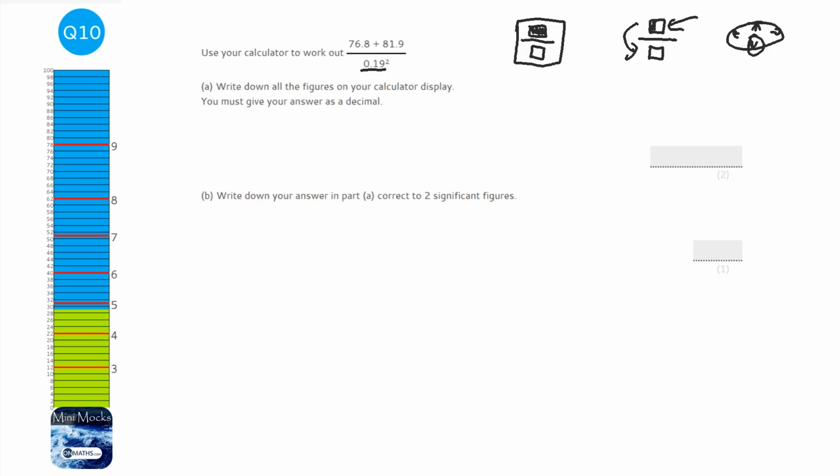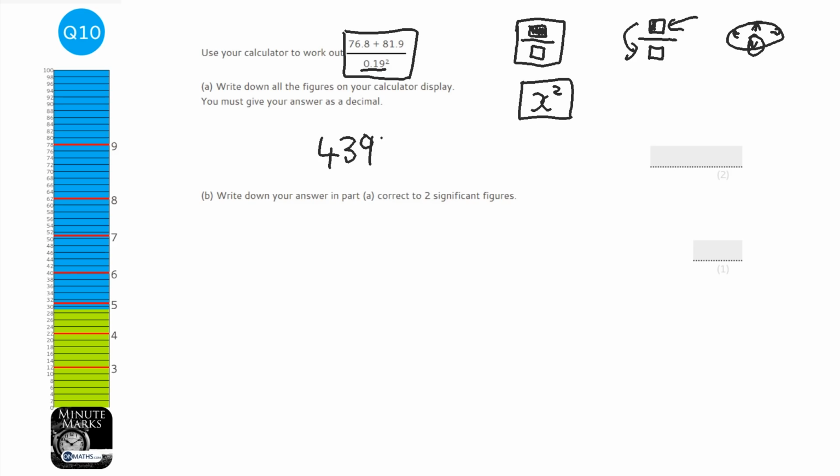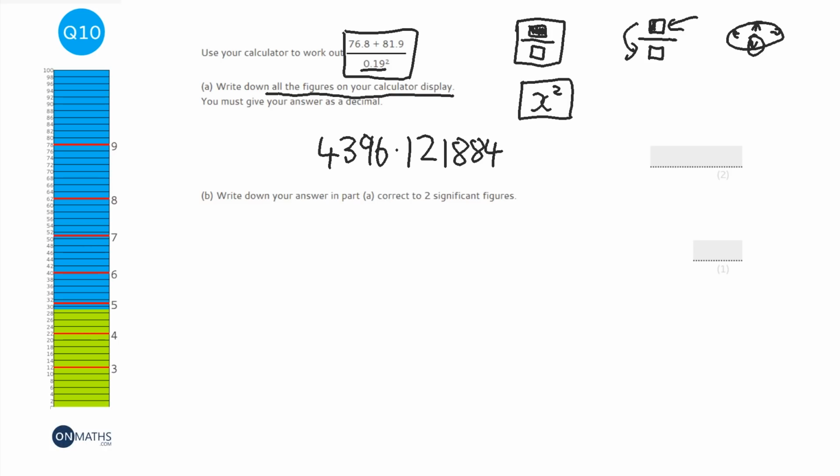and then to get the squared button, it's on like that. So you just press that, and it looks exactly as it does in the question on the screen, so you know you've got it right. So you press the equals, and my one comes up with 4396.121884. Now, it might be tempting to try and round that, but it says it wants all the figures, so just put them all in.